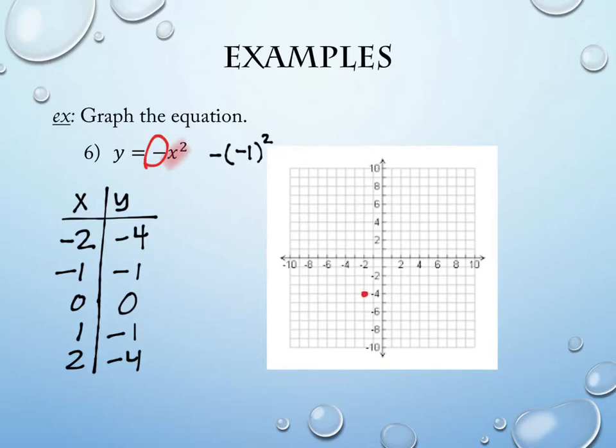I have negative 1, negative 1. 0, 0, 1, negative 1, and 2, negative 4. Okay, so you might be tempted to look at this and say, well, it looks a lot like the last one, especially because it's on a small scale. It's a very small scale in my graph to be able to see it. The problem is that they're not forming lines on each side.